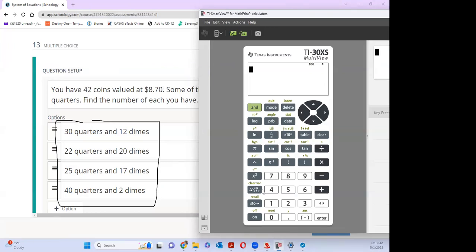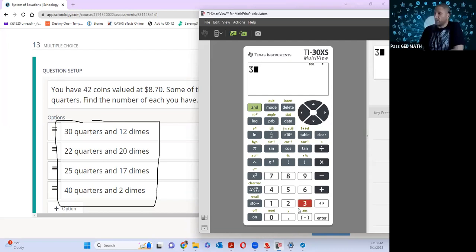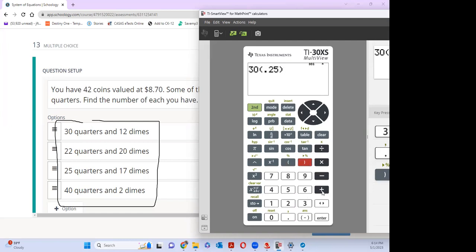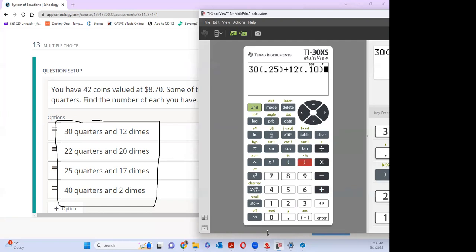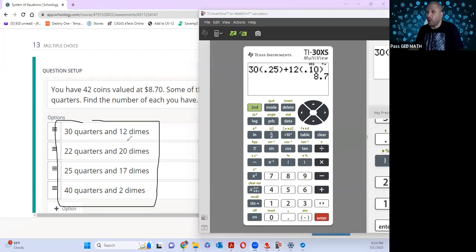So I'm going to take my first multiple choice and say 30 times 25 cents, because if I got 30 quarters, that's how I would find how much they were. 30 times 25. Everybody understand that? That's 750. Plus 12 times 10 cents. Okay, let's see if I get 870. Did I get 870? Yes. Look at that. I'm done. Look how much quicker that was.